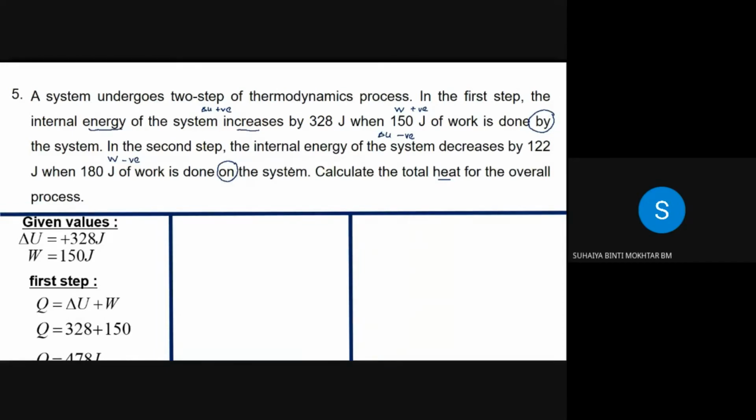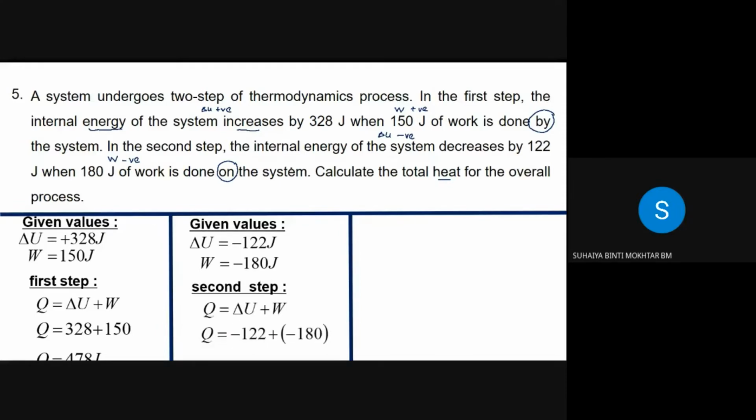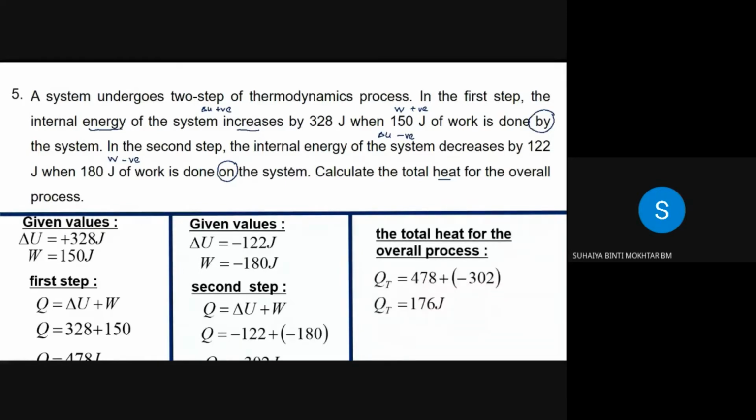Okay, then the second step, the values are negative delta U and negative work done. So use the equation, first law of thermodynamics, so you can determine Q. So you get negative 3 something joule. Okay, you get negative. So now calculate the total heat. So we total both of them, plus. Okay. So you get 176 joule.